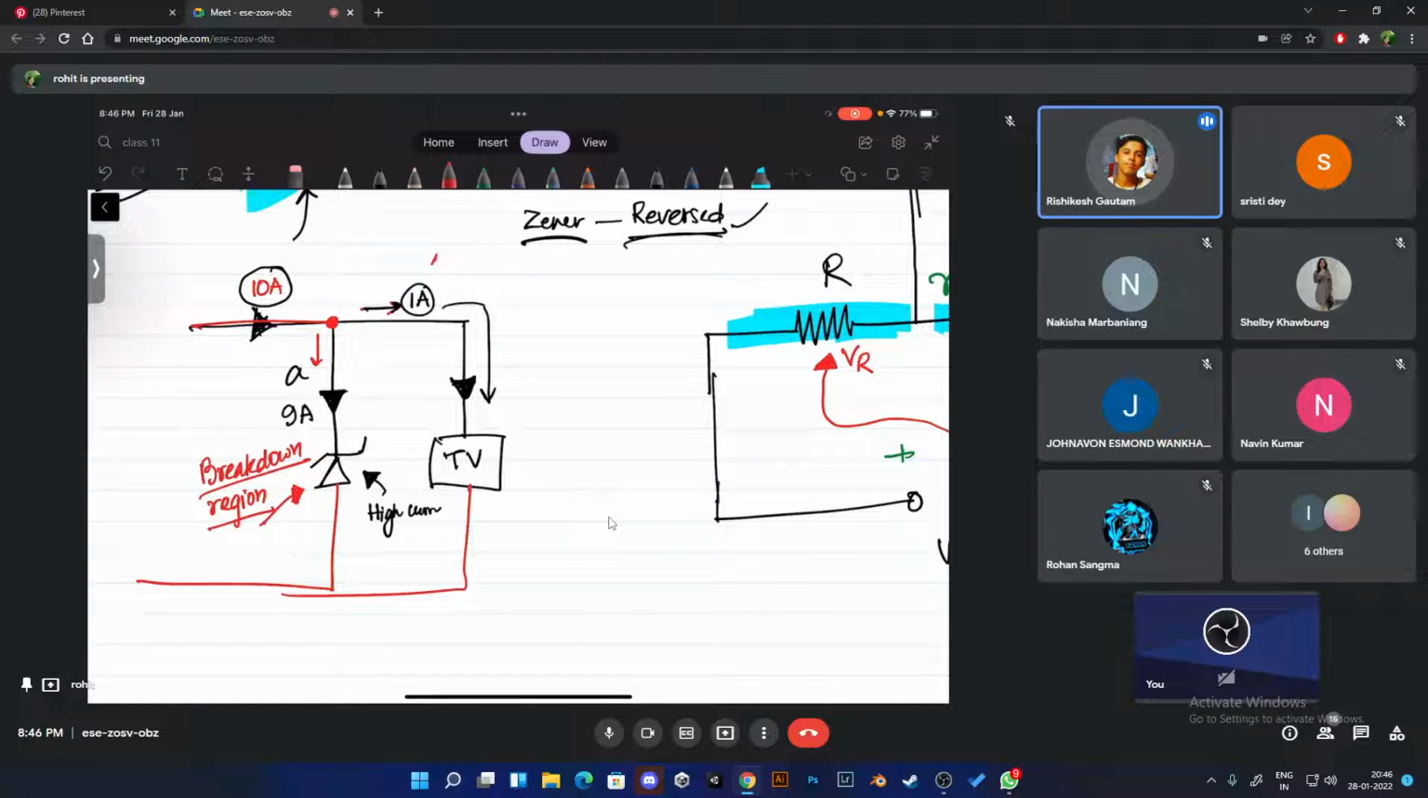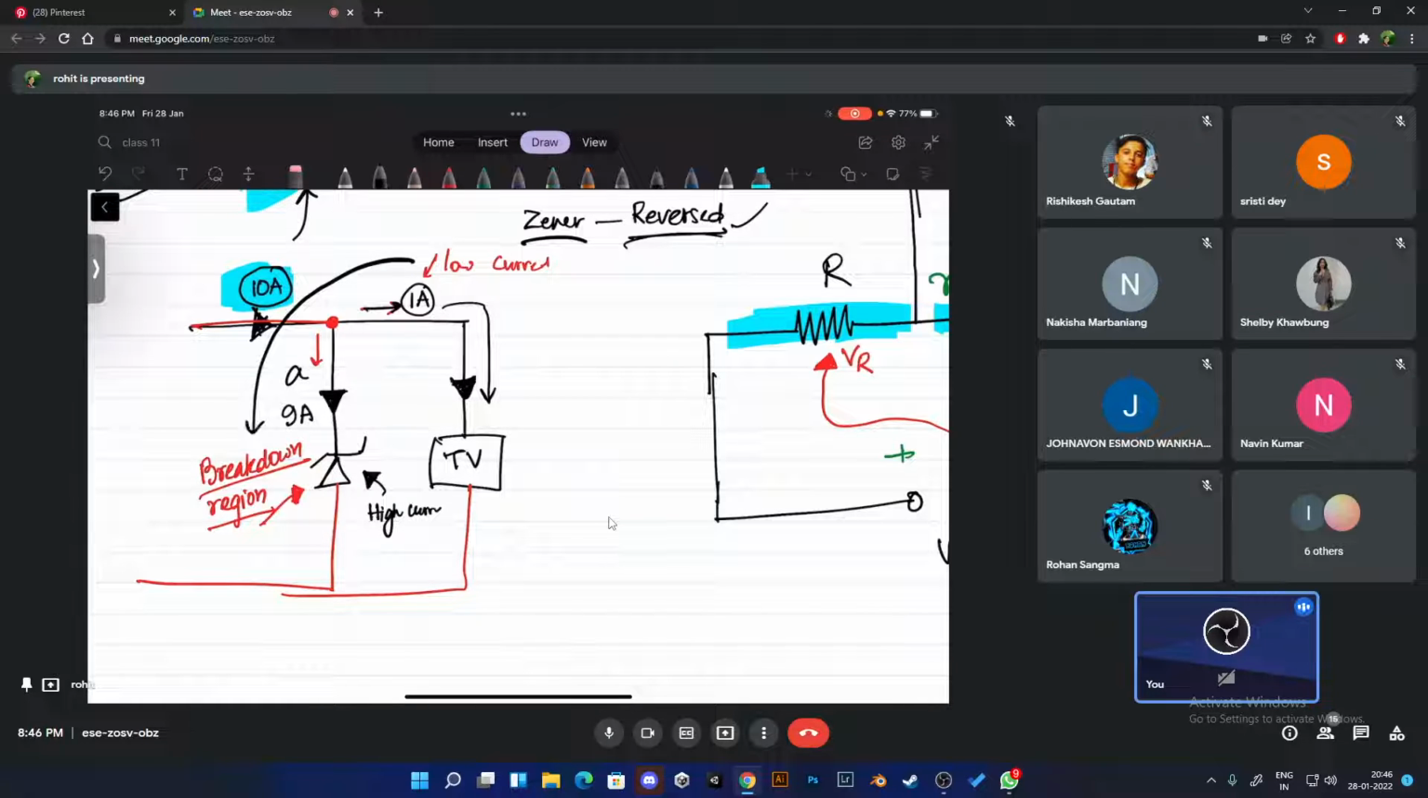Sir, but 1 ampere is enough to turn on the TV. It's just an example. 10 amperes, I just gave an example. No, sir, but low current is... When I say low current, I'm comparing, obviously. I'm comparing the current through this path and the current through this path. So you decide, Rishikesh, which path do you think will get more current? The current through the zener diode or the current through the TV?